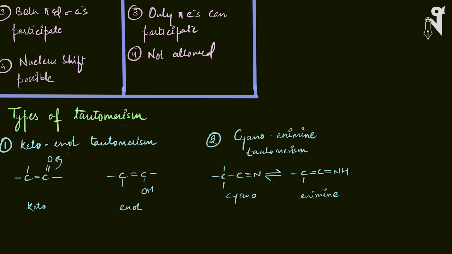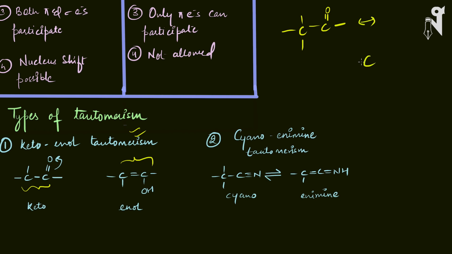First type of tautomerism, and the most common one and the most asked one, is the keto-enol tautomerism. What do we mean by keto-enol? That means a carbonyl group will get converted into enol group. So basically here is my keto group. You can call it a carbonyl group also. So this carbonyl group will get converted into enol.